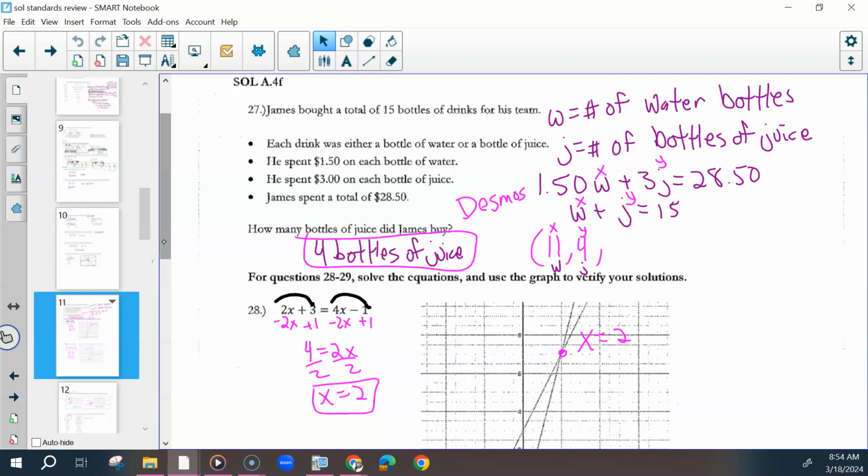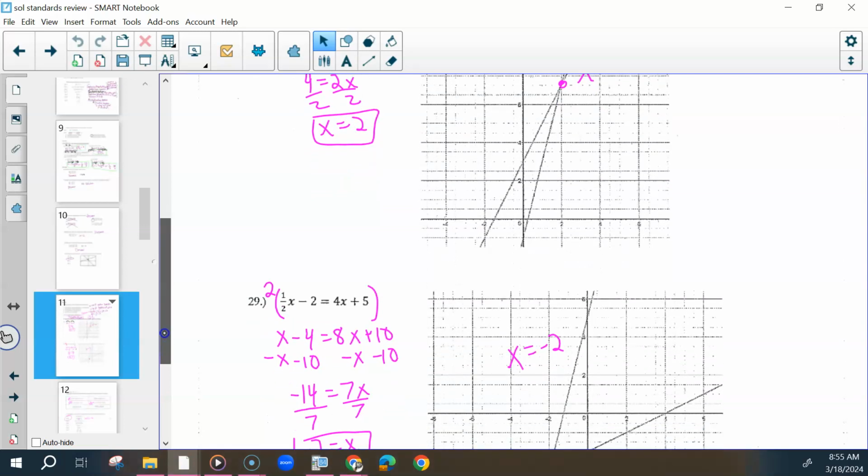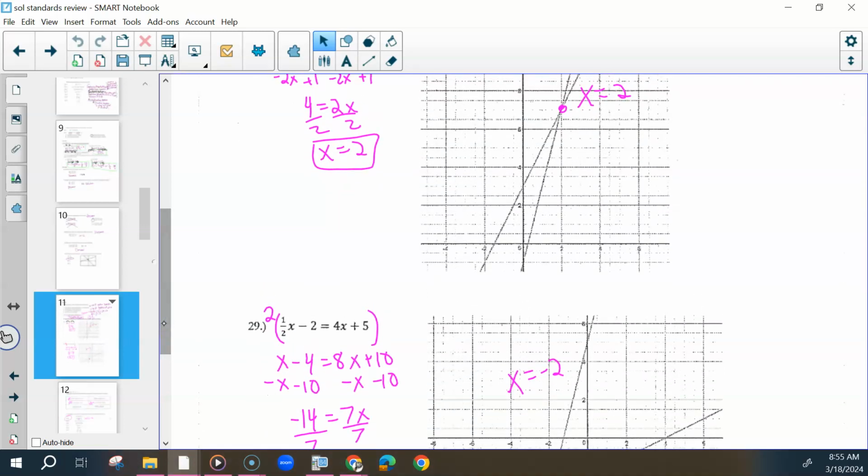29 was x equals -2. And then you can go on to the next page.